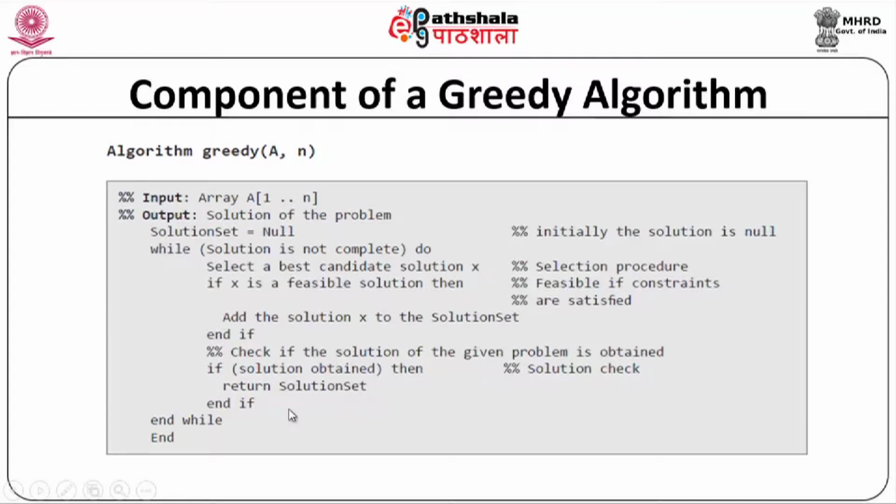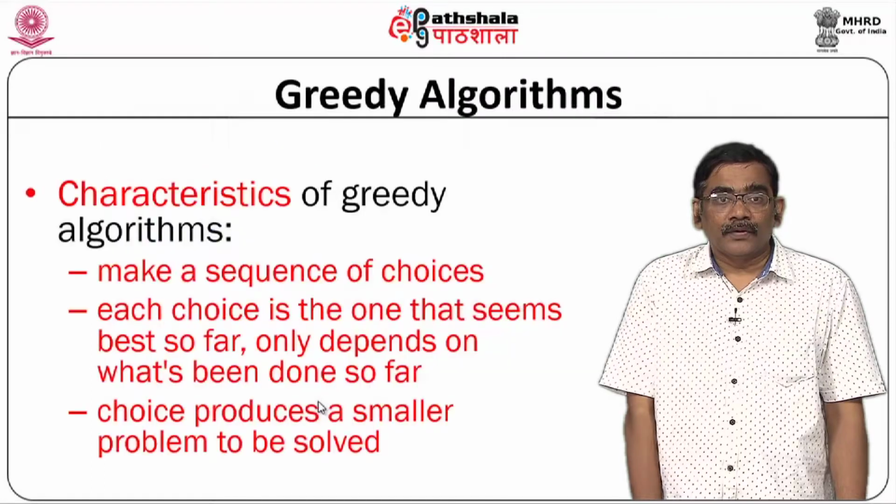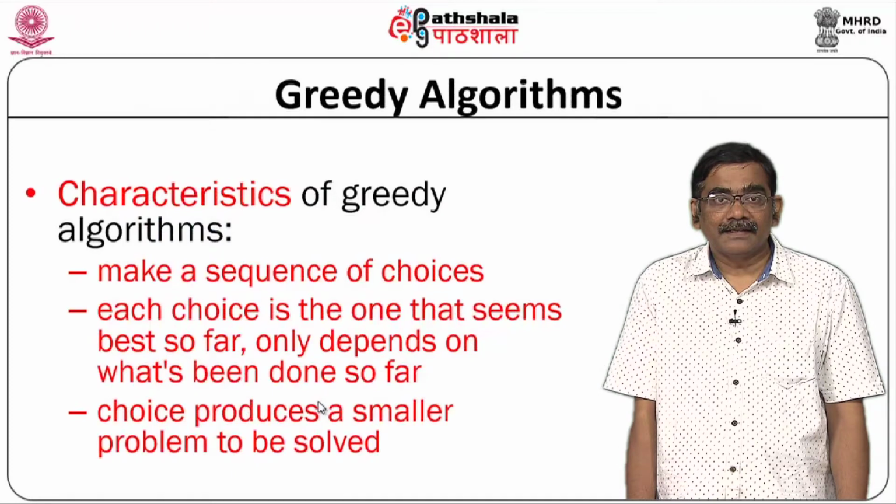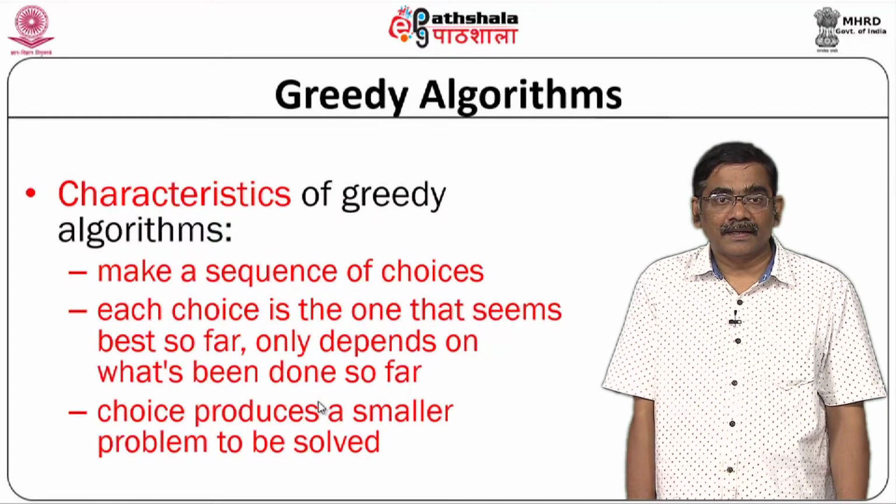So, you can see that this is the kind of template which all greedy algorithms must follow. You have a selection procedure for selecting the candidate solutions, then a feasibility check to check whether the selected solution is feasible or not, and finally, the solution check. The solution check checks whether the solution has been obtained or not. So, you can see the characteristic of this particular algorithm.